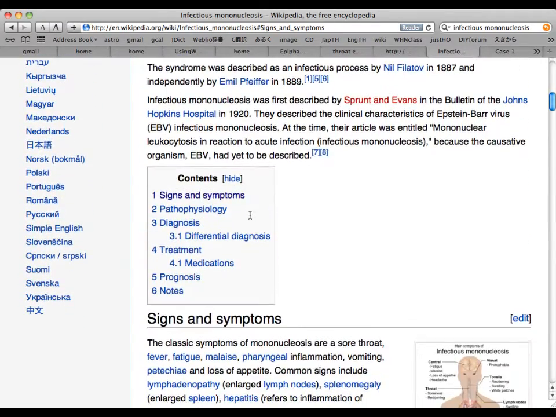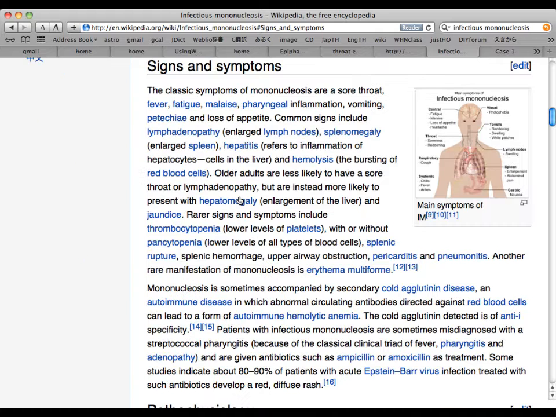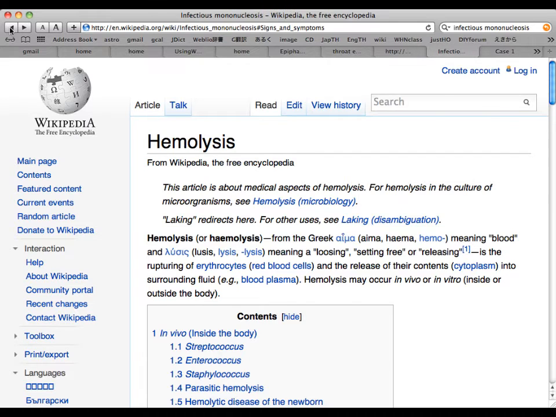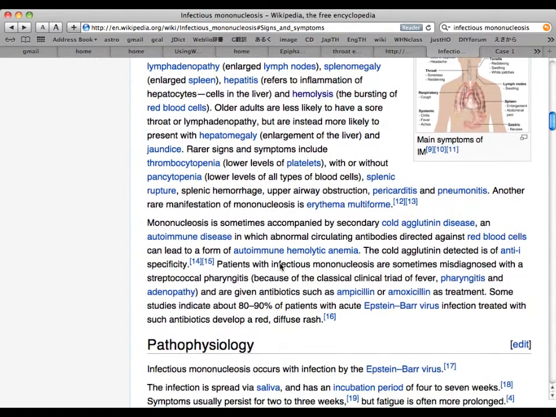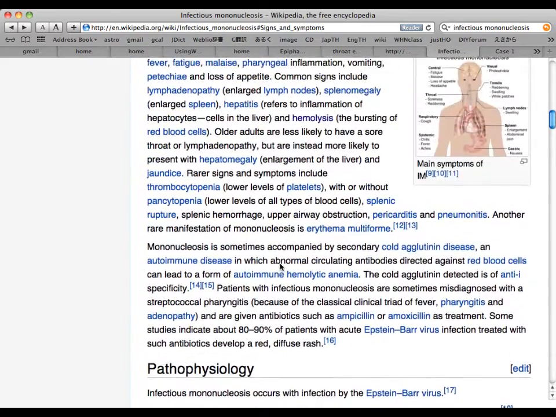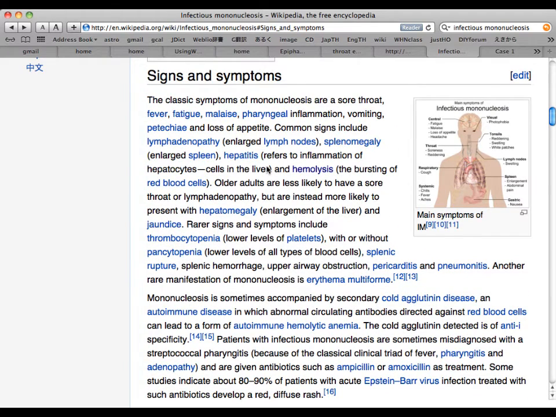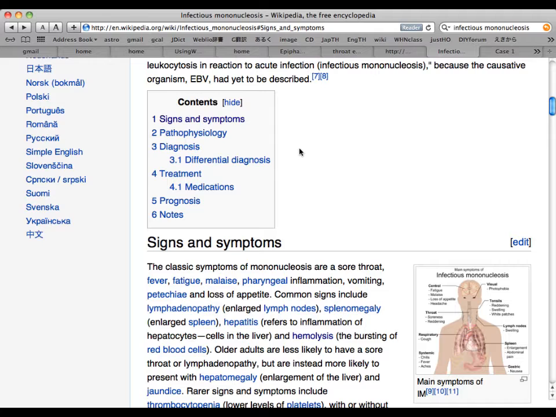Okay, so it goes on to tell more. We wanted to know what the signs and symptoms were, and you find this: fatigue and malaise and pharyngeal inflammation. It affects the liver, and affects the blood cells. Okay, so that's why he was looking into the number of blood cells. So 20 years later, if you look at this, the man doesn't have all the symptoms of infectious mononucleosis, right?